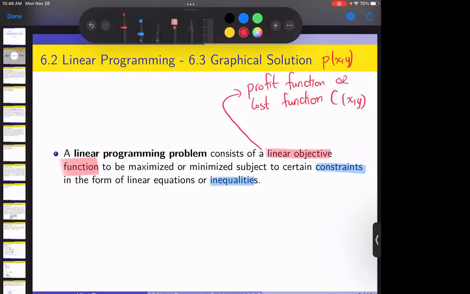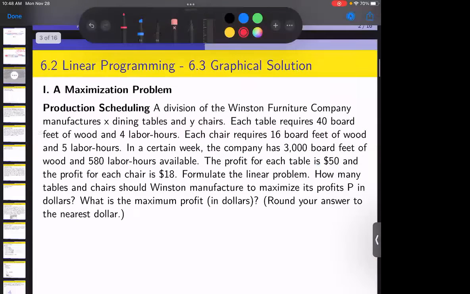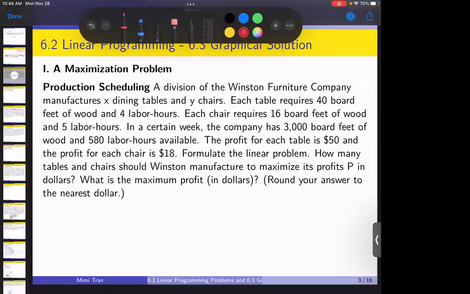And then the second part is the constraints. These are going to be composed of a bunch of inequalities. Think of budgets if you're in business. All right, let's take a look at this one. We're just going to set it up. We're not going to solve it. That's 6.3.